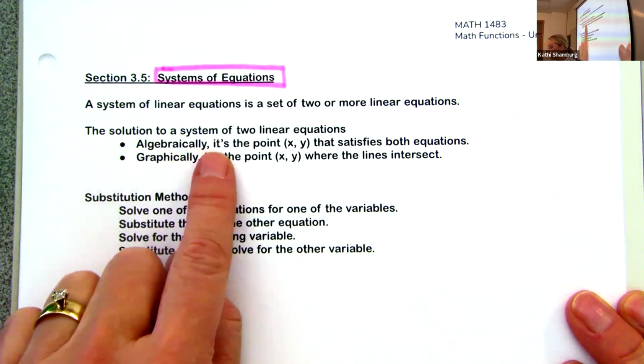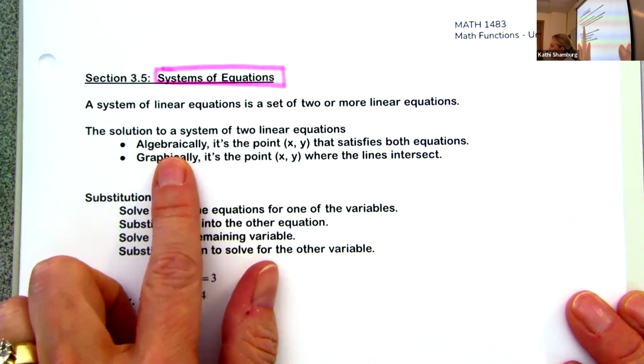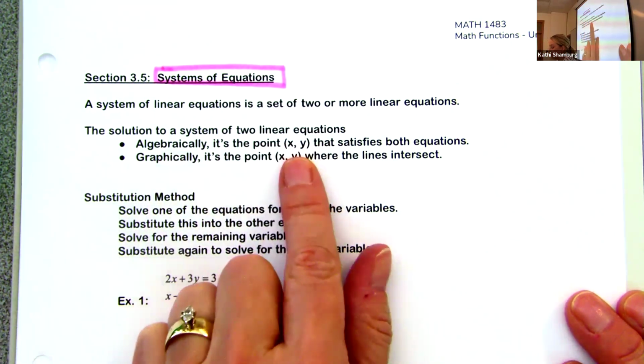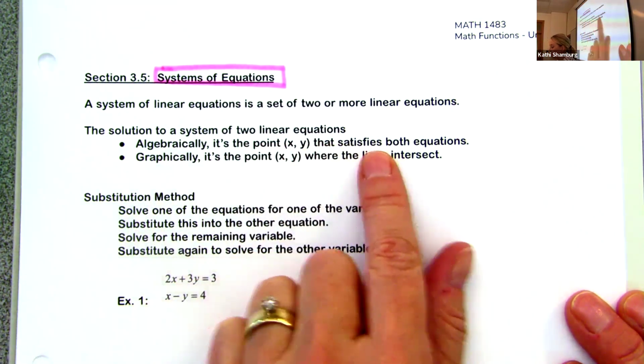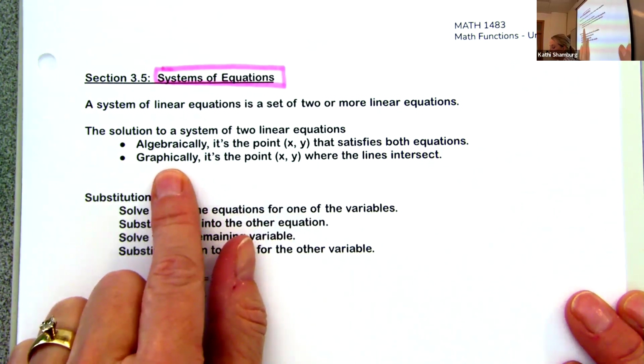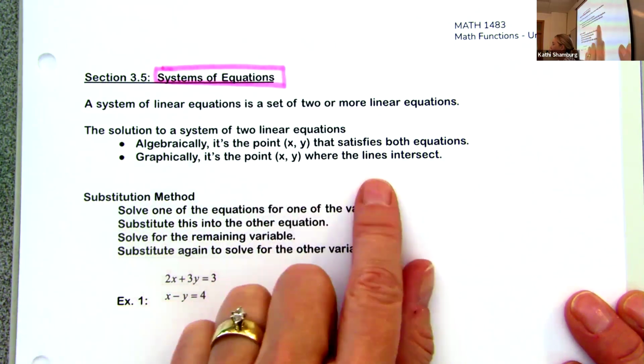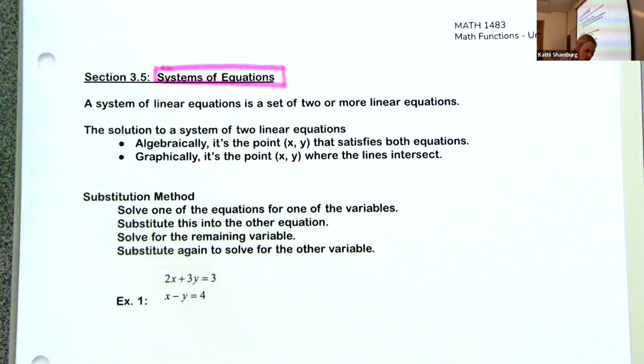The solution to a system of 2 linear equations, you can check it algebraically, and that is where an ordered pair satisfies both equations. You can also look at it graphically, and that is where there is an ordered pair where the lines intersect. Okay, I wanted to give you guys a visual of this.